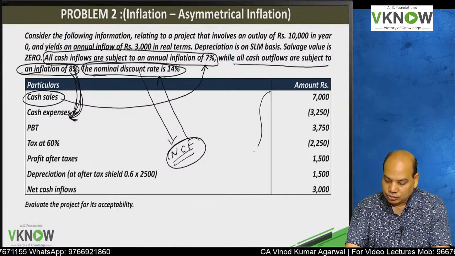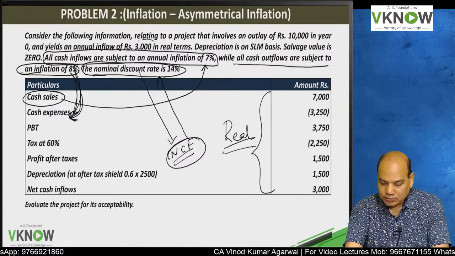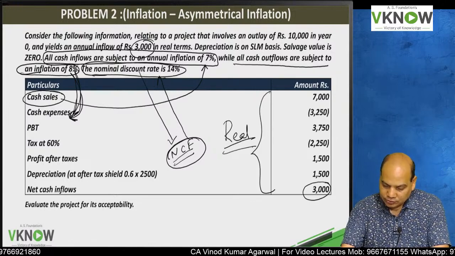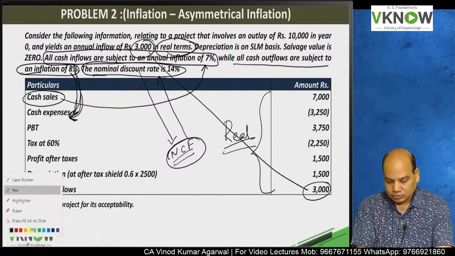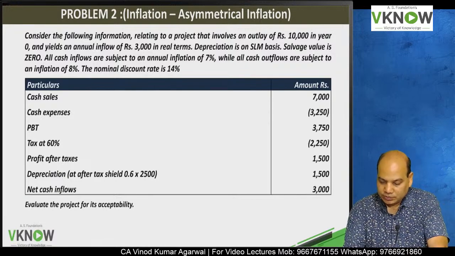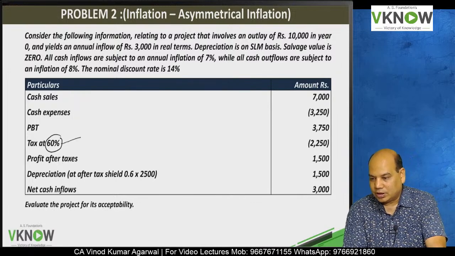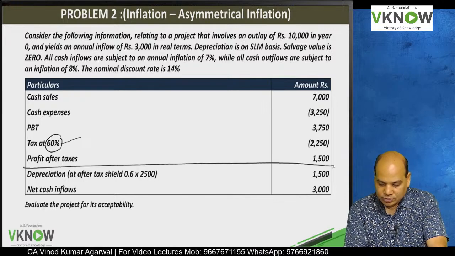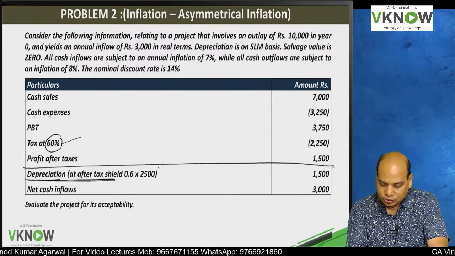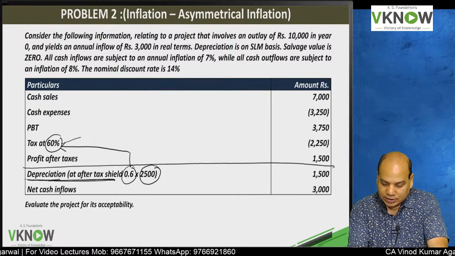This table given to you is in real terms. How do you know it is in real terms? It is written here 3,000 and 3,000. They are matching, which means the given information is in real terms. Ready? Sales, expense, PBT, tax rate 60%. Oh my God, very high. Profit after tax, depreciation they have written separately. Depreciation tax shield, 2,500 into 0.6. What is 0.6? 0.6 is the tax rate.